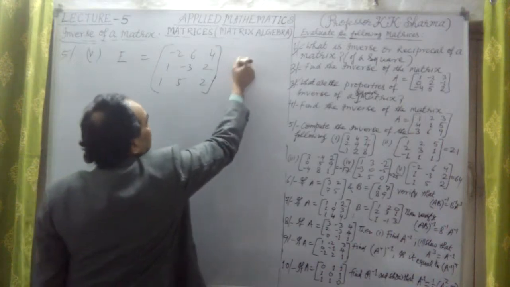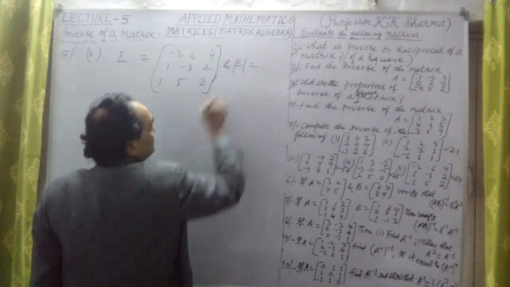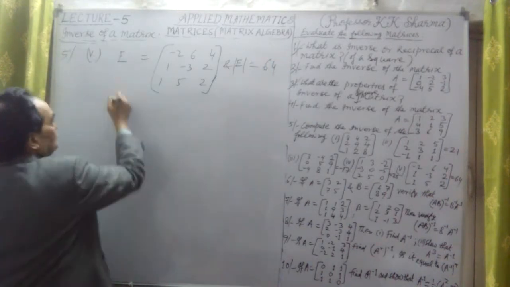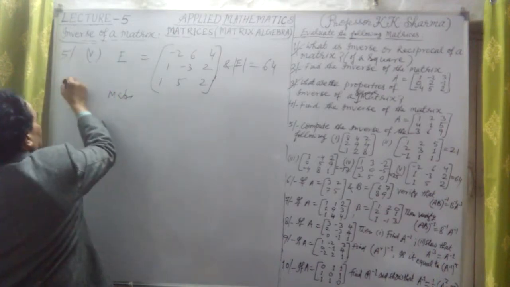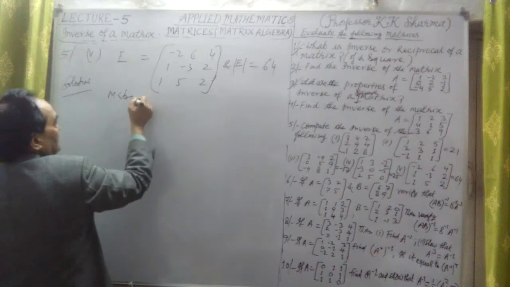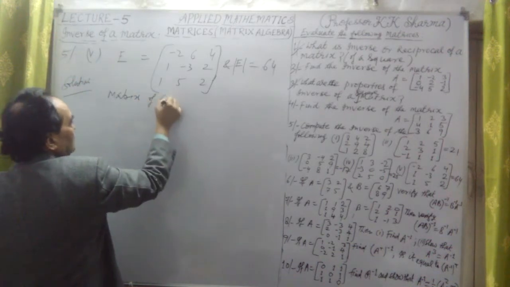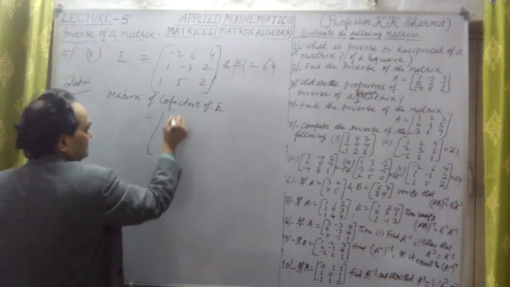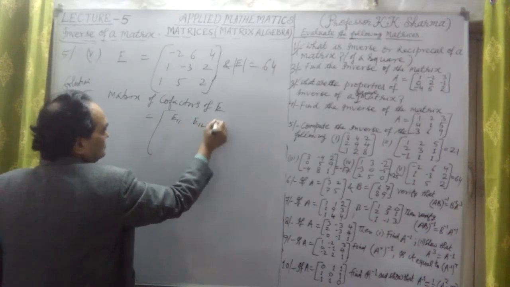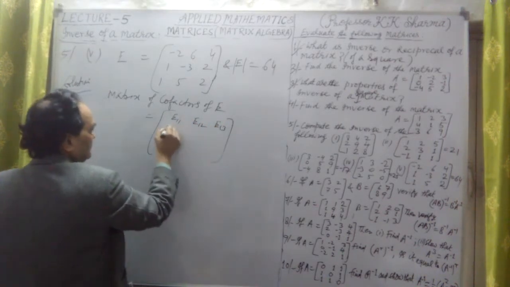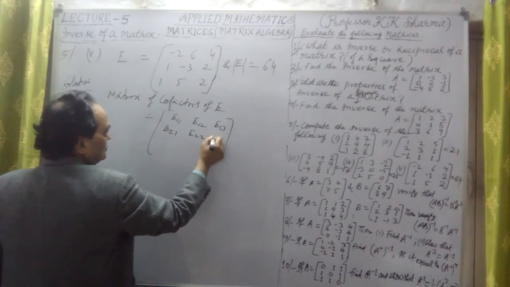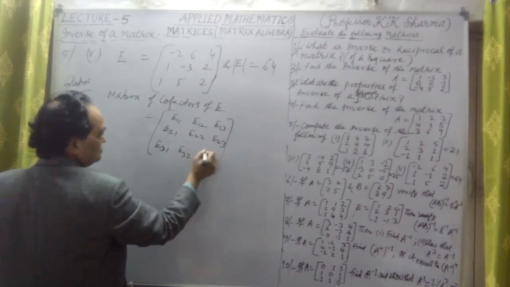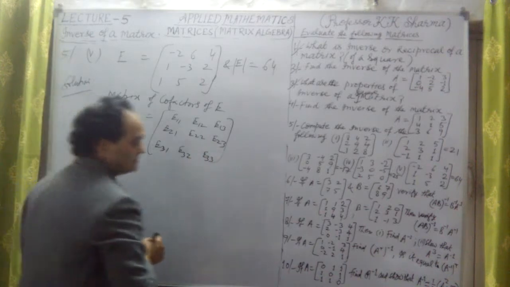Alright, and the determinant we have already calculated. The determinant of E is 64. So the matrix of cofactors of E is what we are calculating. The matrix of cofactors of E we write as E11, E12, E13, E21, E22, E23, E31, E32, E33.